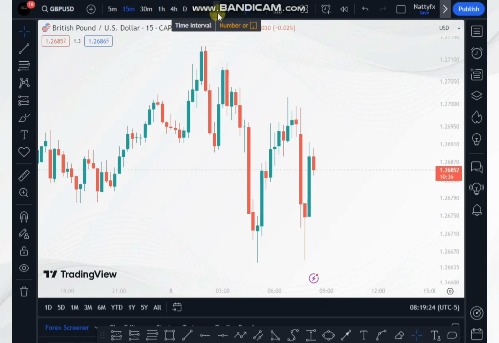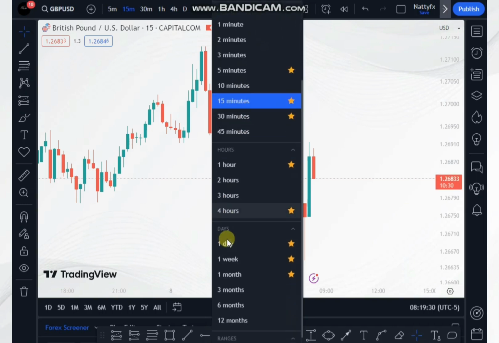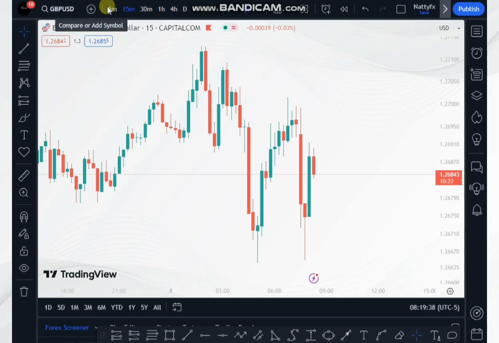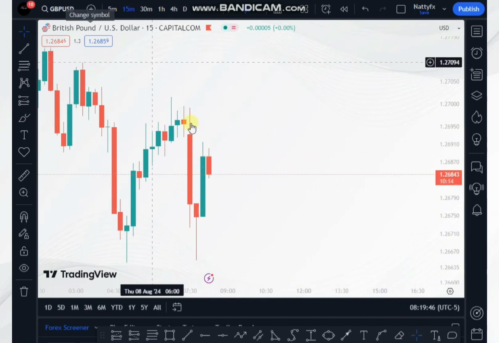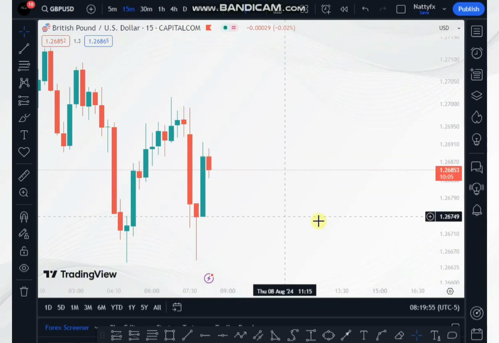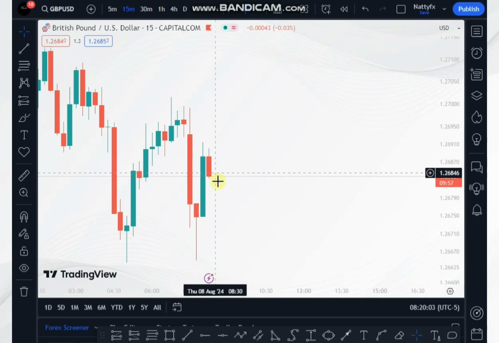And if you click on this drop down button, you will see that we have the 2 minutes, 3 minutes, 5 minutes, and customizable time frames. But the basic ones are on the panel. Each of these candlesticks represents 15 minutes, because right now we are on the 15 minutes time frame. So this red candle is going to last for 15 minutes. We have 10 minutes for this candle to exhaust and create a new candle.